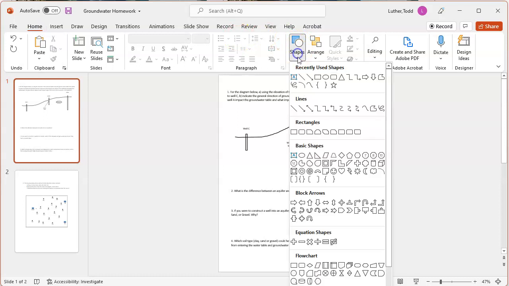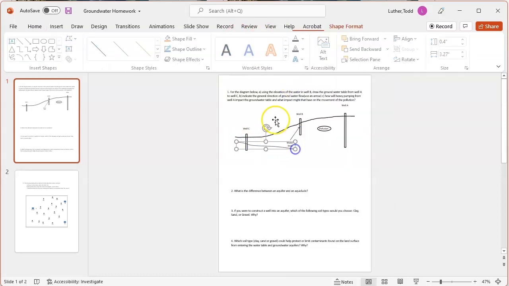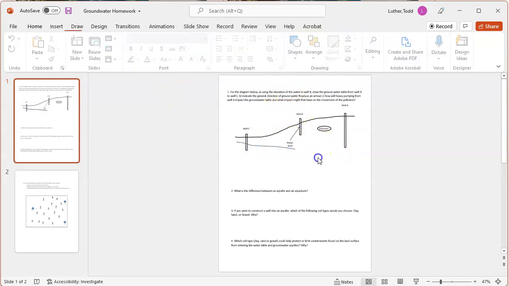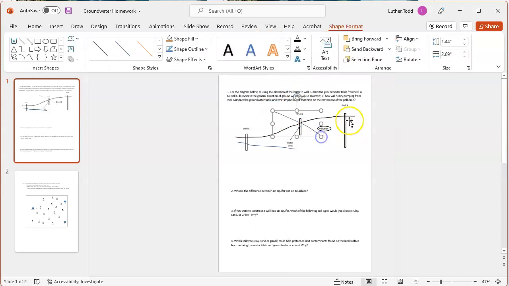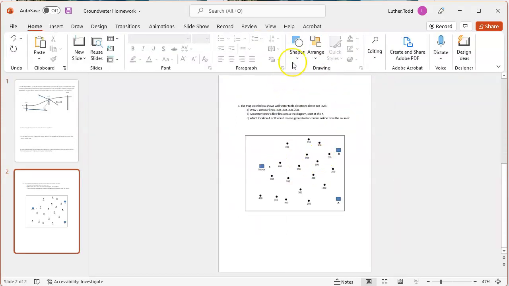I threw in the PowerPoint just because if you're in the PowerPoint, you can come up to your little drawing tool under shapes and you have this little squiggly thing. And you can draw lines on here, right? So you can do whatever, and then you can save it. And so if that works for you and it's easier, great. But it's just another option to help you complete the assignment.